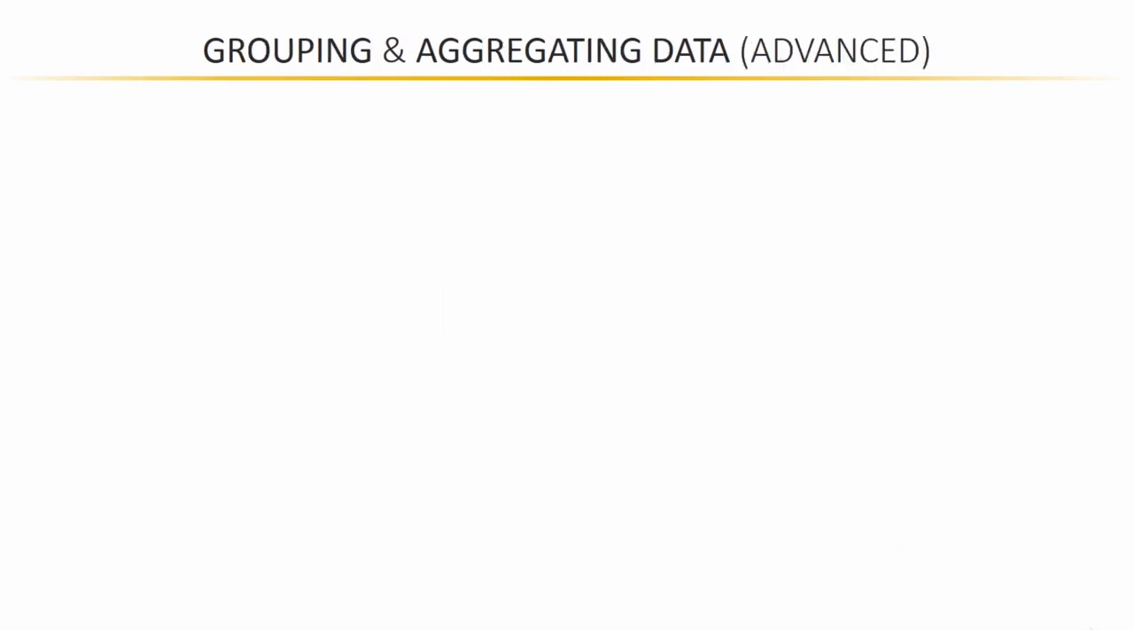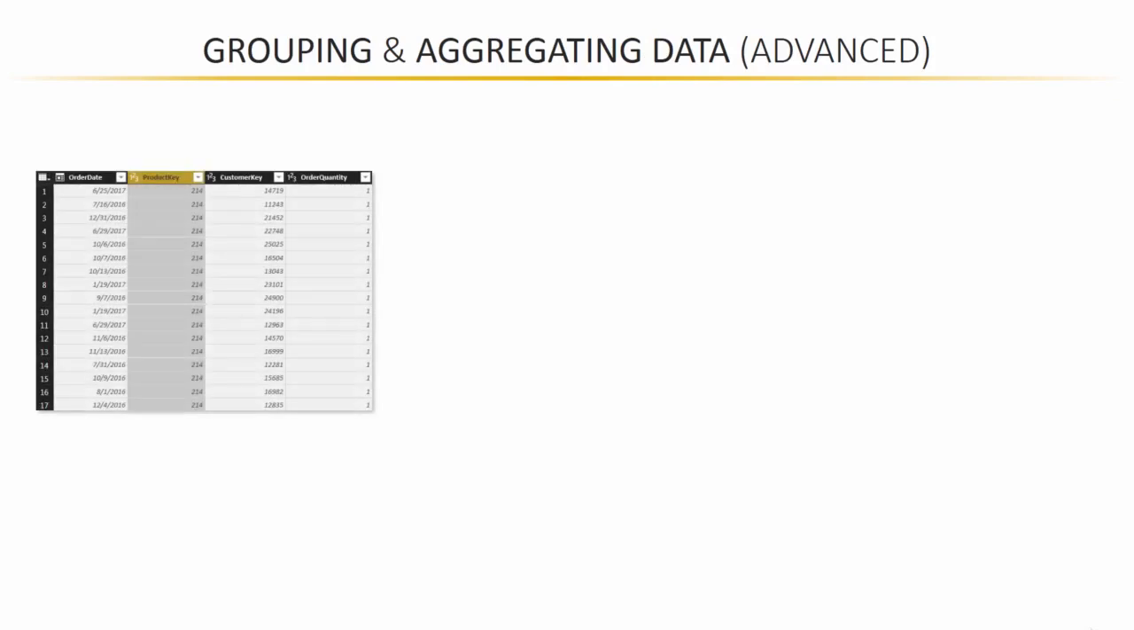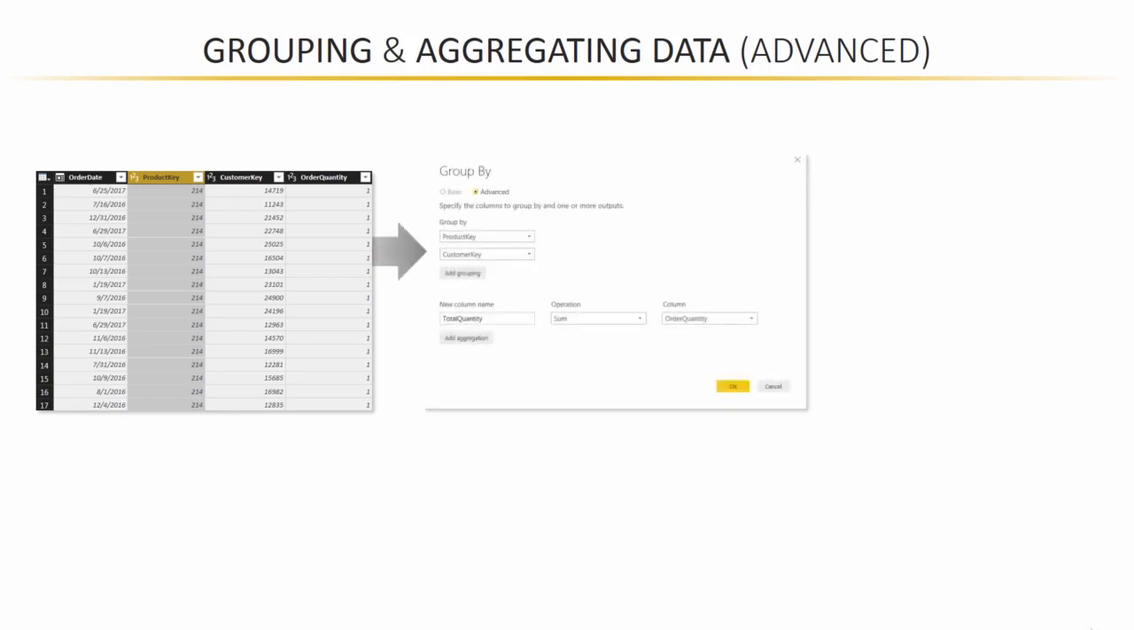Now, one more example using the advanced option. Consider the same exact table that we started with. We're using the same Group By option, but this time looking at the advanced version. And really the only difference between basic and advanced is that advanced allows you to specify multiple columns or additional columns to group by.